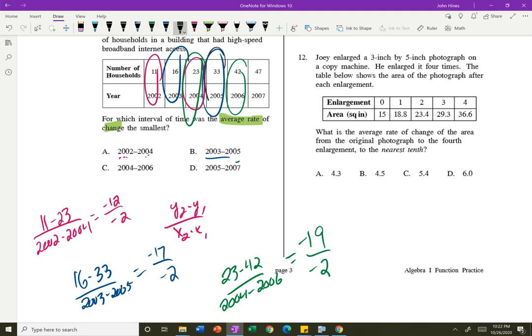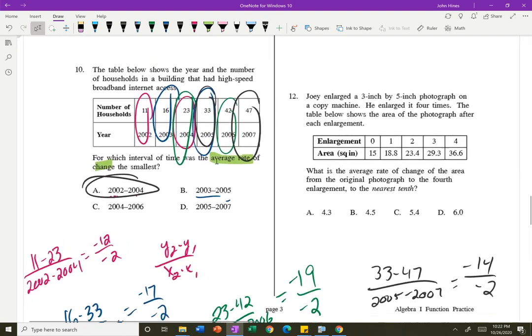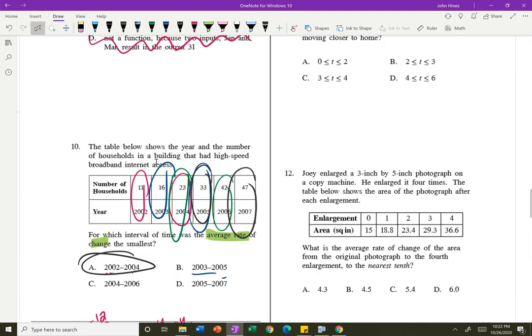And then finally, 2005 to 2007, 33 minus 47 over 2005 minus 2007. So -14 over -2. So who was the smallest here? That first year was the smallest. That rate of change there was the smallest. So sometimes you got to do average rate of change 4 different times to go through all the choices.